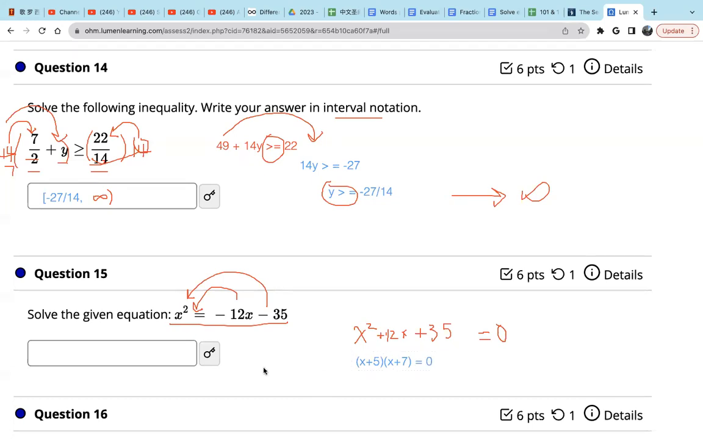Then by the zero property. The zero property is saying if we have two factors multiply to be 0, then either of them can be 0. That means x plus 5 can be 0, and x plus 7 can be 0. So to solve this, move 5 to the other side, become negative, move 7 to the other side, become negative. So I have two solutions: x equals either -5 or -7.